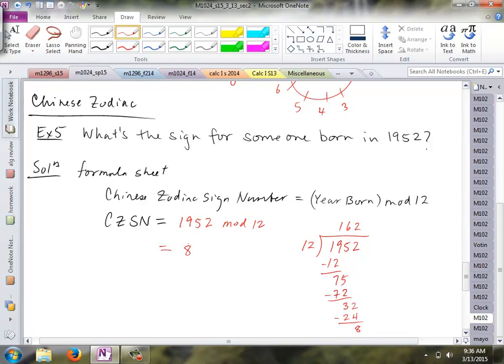So the answer to that little math problem is 8. But the Chinese zodiac doesn't go by numbers. We have to use this key. What does 8 mean? Dragon. So any questions on how to do the Chinese zodiac?